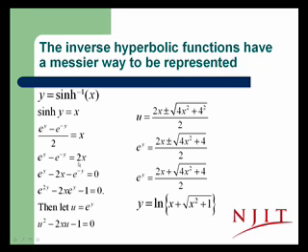Multiply both sides by 2. Let's bring the 2x over to the left. Then we multiply both sides by e to the y, giving us e to the 2y minus 2x e to the y minus 1 equals 0. If we let u equal e to the y, this equation becomes u squared minus 2x times u minus 1, which is just a quadratic equation. We can use the quadratic formula to solve for u.